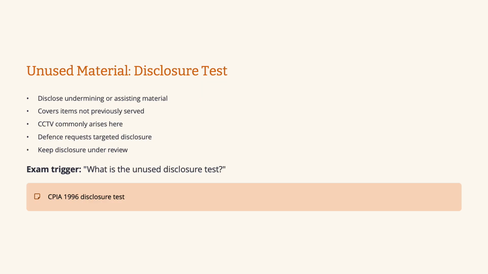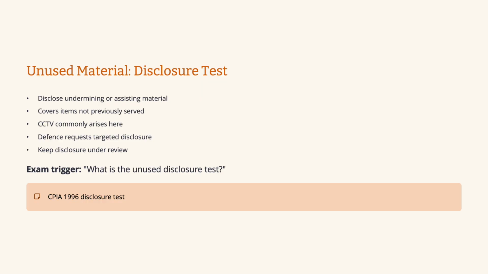CCTV commonly arises in disclosure disputes. Perhaps the prosecution uses one camera angle, but another camera captured different perspectives. So the defense might request those additional angles as well. The defense should make targeted disclosure requests when they believe the relevant material exists but has not been disclosed. Be specific, identify what you are seeking and why it meets the test.